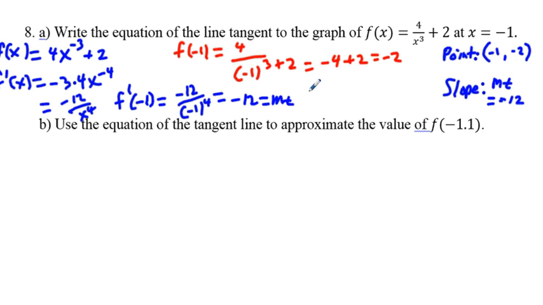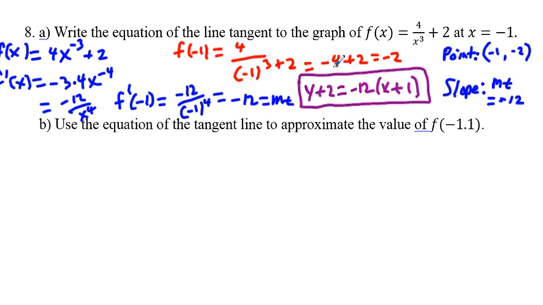So anyway, the equation of the line is going to be y minus y sub 1, which is going to be plus 2, is equal to our slope times x minus x sub 1, and minus -1 is going to be plus 1. So this is going to be our slope formula. All right, next, part B.